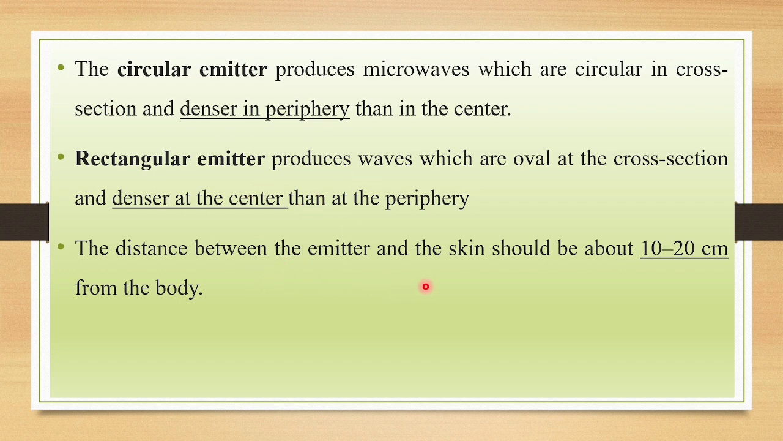The distance between the emitter and the skin should be at least 10 to 20 centimeter from the body. So we should not apply it directly on the skin. It should be kept at a distance of 10 to 20 centimeter from the treatment area or the body region which you are going to treat.